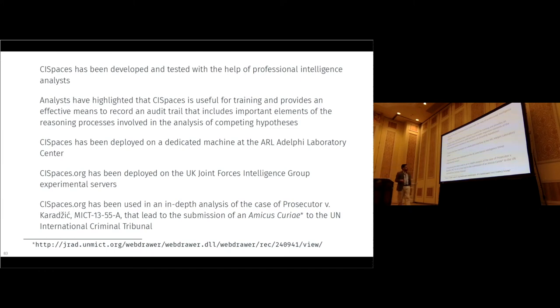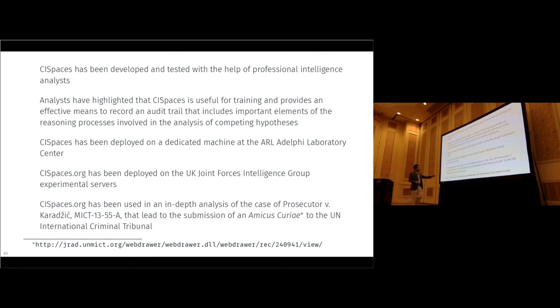It is actually deployed on a dedicated machine at the Army Research Lab at the Fire Laboratory Center. And we now have an online version that is MIT licensed. Everybody can use it. There is an implementation available for everybody, but if you want, you can just download the code and install it on your machine.